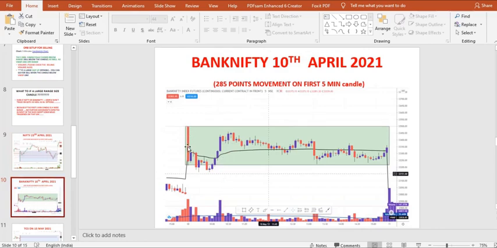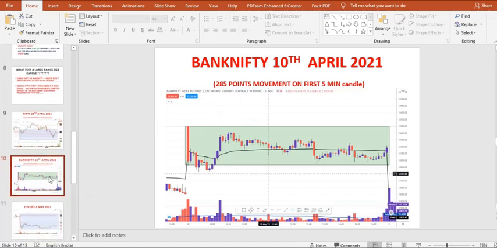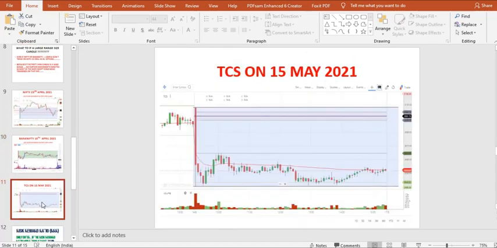This is Bank Nifty on 10th April 2021. See, there is a 285 points movement on the first 5-minute candle. We can't do anything in this scenario. Even if a breakout comes here, our stop loss is too large. That's why we forget the trading day. Sometimes no trading is also a good trade.